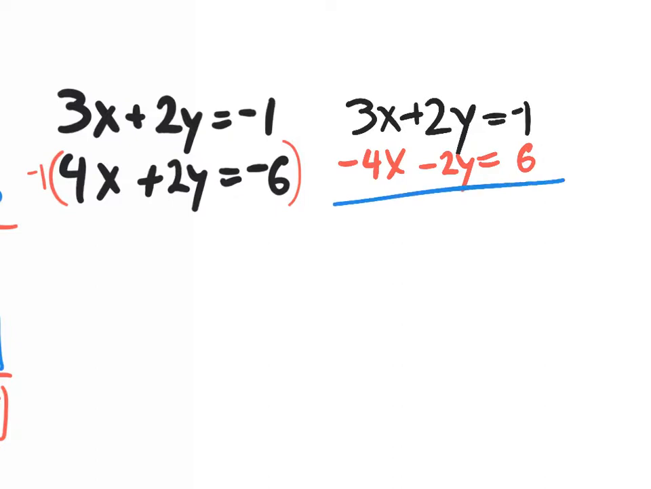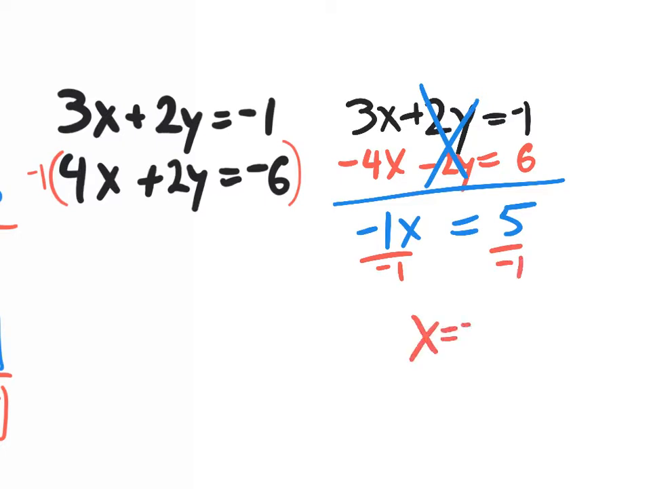Your 3 take away 4 is negative 1 of those x's. The 2y and the negative 2y cancel out. Equal sign comes down. 5 is your answer on the right side. Now this is negative 1x, so you're going to have to multiply both sides by negative 1 or divide both sides by negative 1. So you'll get x equals negative 5. See, it's way easier to do it that way. And then you simply plug it back in to find your other answer.